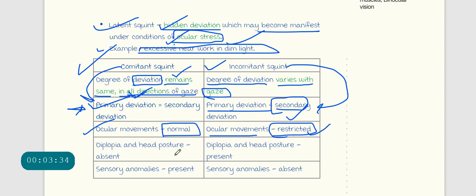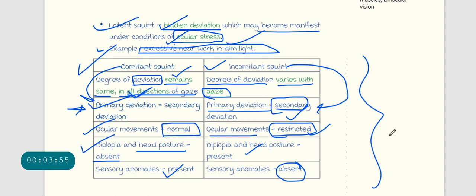Diplopia and head posture are absent in comitant squint, and diplopia and head posture are present in incomitant. Sensory abnormalities are present in comitant and absent in incomitant. So in a very simple form, this is the differentiation, and it is a must to remember.